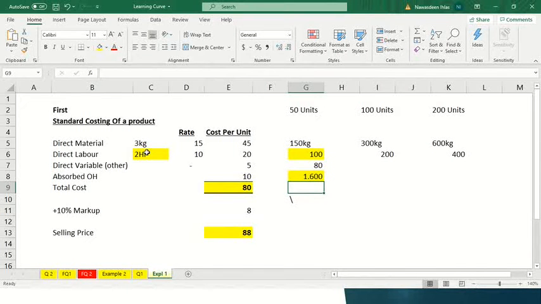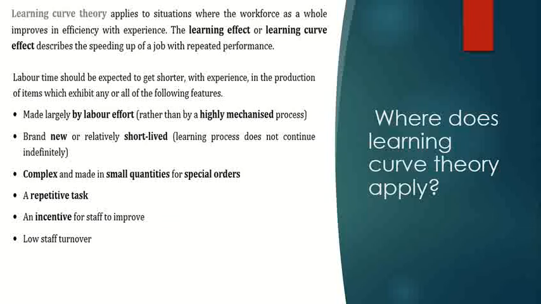we took 2 hours. For when we are producing our 50th unit we can produce 1 unit in this particular time, which means here 2 hours, here 1.6 hours, which means the time has reduced because of the learning curve. So here this time is reduced by 0.4, that is our learning curve impact, right? So that is one simple example I have taken to explain the impact of this learning curve theory.